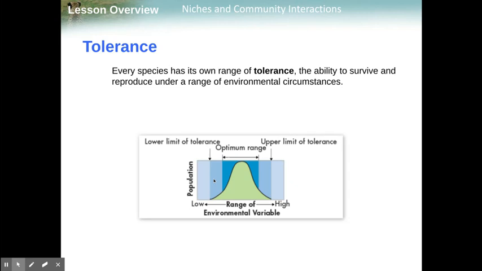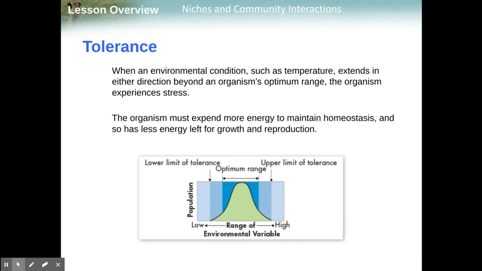Some animals require a lot more food than others. You look at the different types of soils that plants need. We have this optimum range of all that are present. Okay, so when an environmental condition like temperature extends beyond that optimal range in either direction, either the upper limit or the lower limit, we see that the organism or the species as a whole can experience stress.